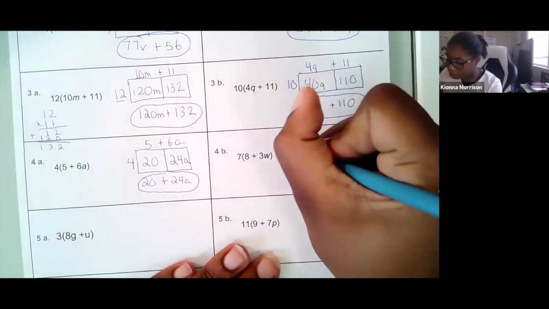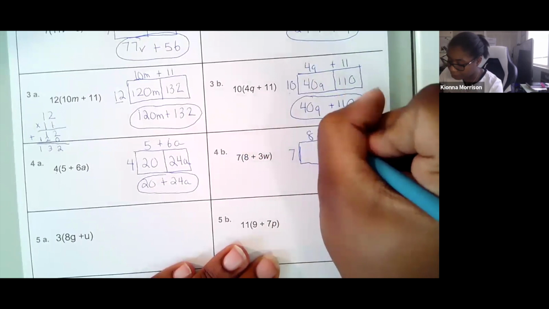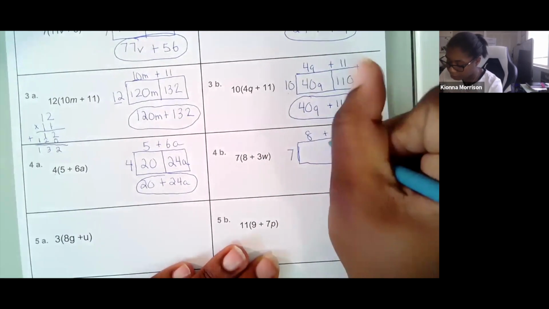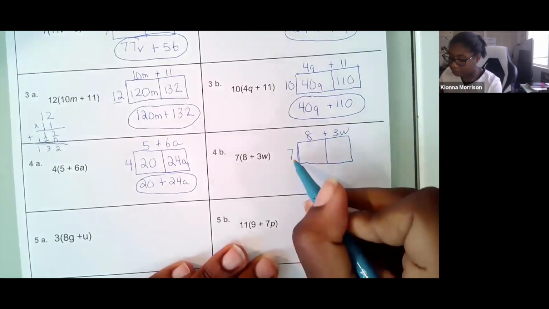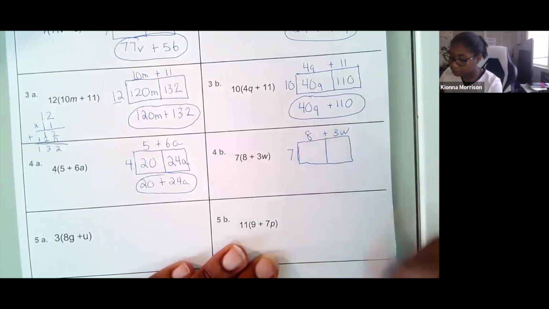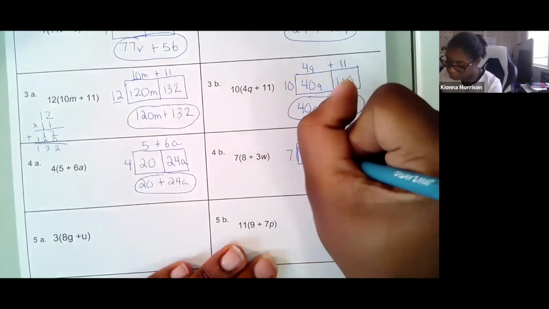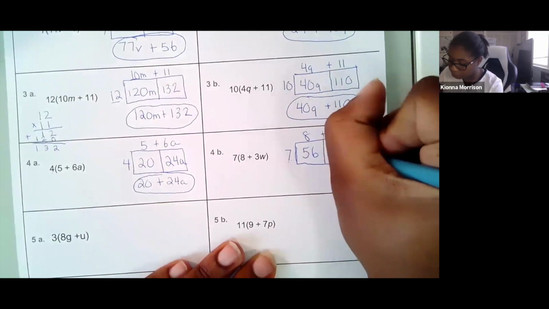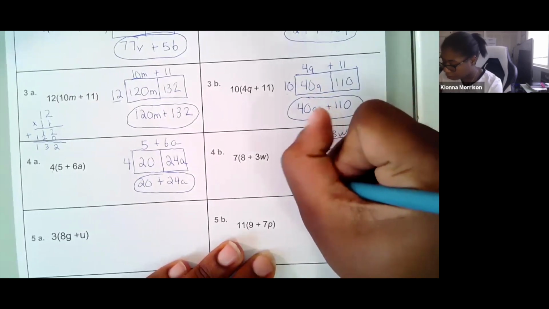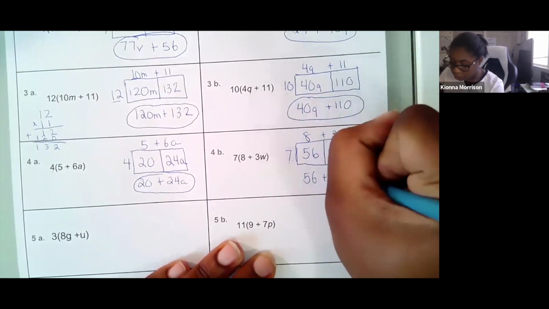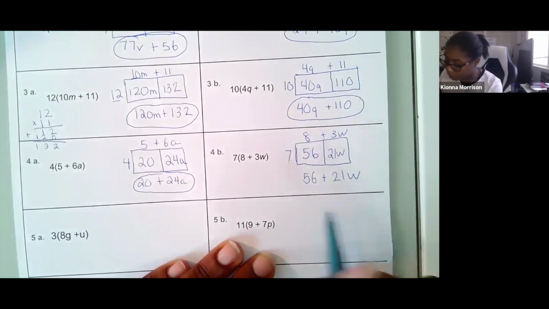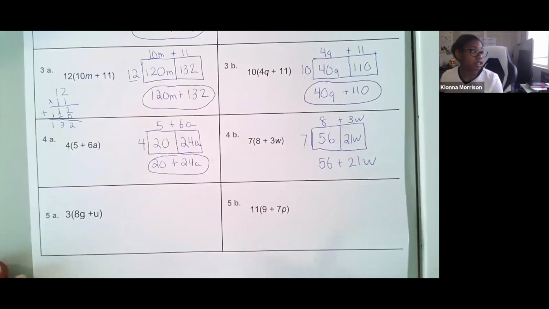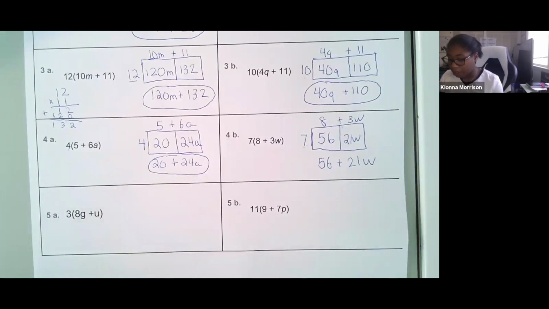Now I have 7 times 8 plus 3w. I have 7 times 8 plus 7 times 3w. Don't forget to rewrite your expression. For these last two, I'm not going to use my area model just in case you have been using it the whole time and you want to see what it might look like without your area model.